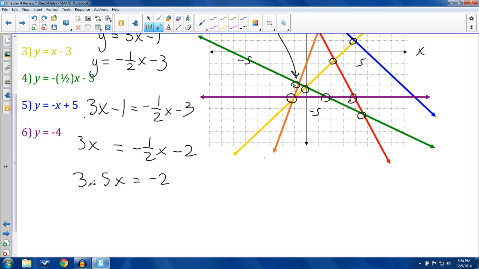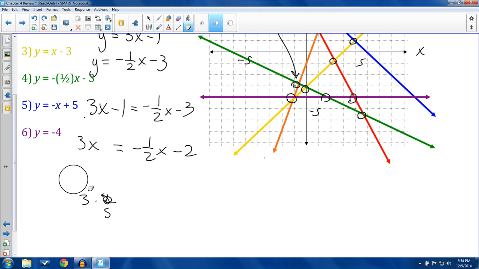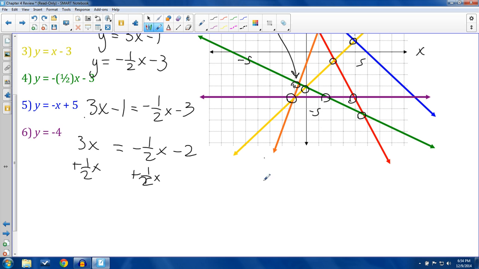Here's the problem with dividing by this. I don't want you to leave this as a fraction and write negative 2 over 3.5. You can't have a decimal inside a fraction. That defeats the purpose of a fraction. So I want you to practice common denominators. We're going to add 1/2 x. Okay, I'm going to write this on the side.